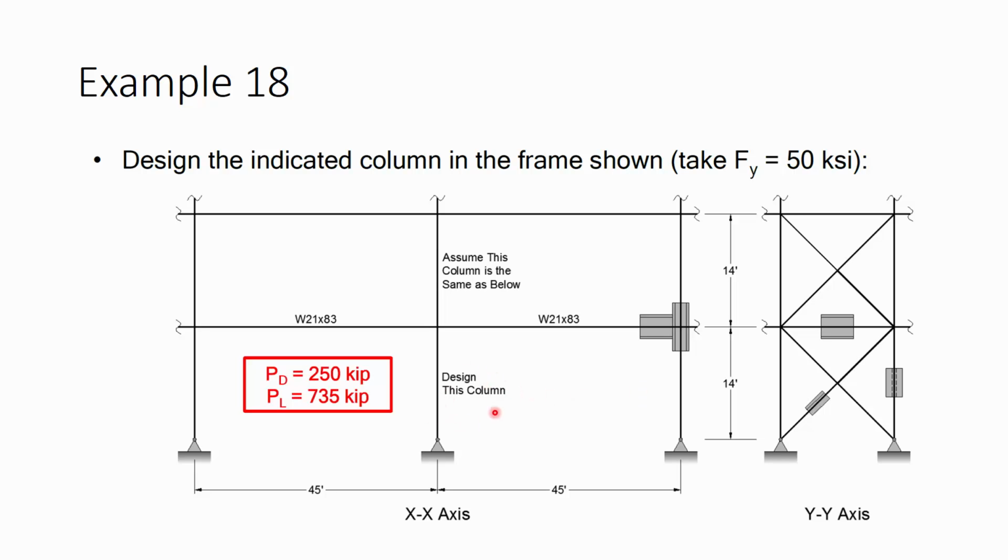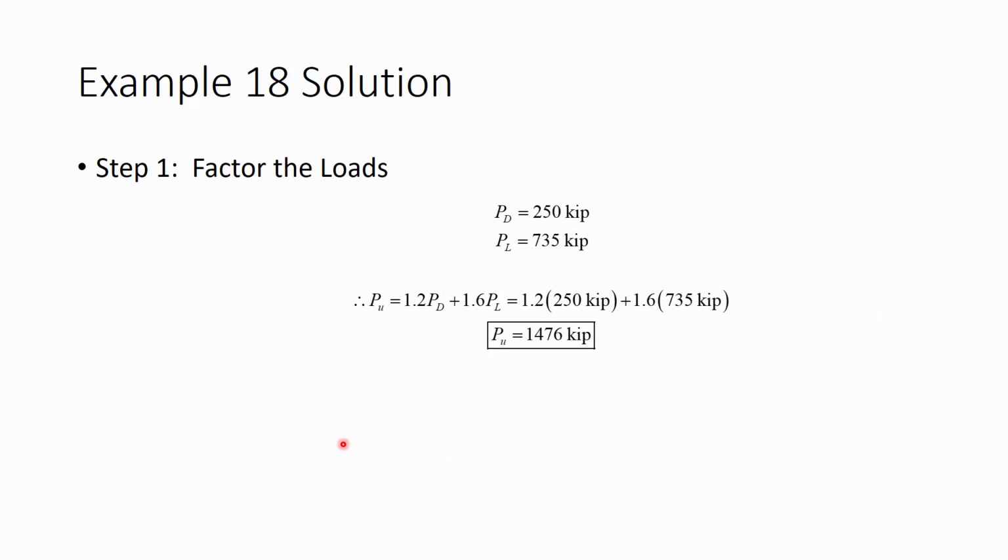Now we're going to be designing this column here on the first floor. For the example, we're going to assume that this column is the same as the one below it, and that's for the purposes of computing our G values for when we calculate K. The beams that frame in on this upper joint are 21 by 83s. They're 45 feet long. We have a pinned boundary condition here on the bottom, and this column is subjected to a dead load of 250 kips and a live load of 735 kips.